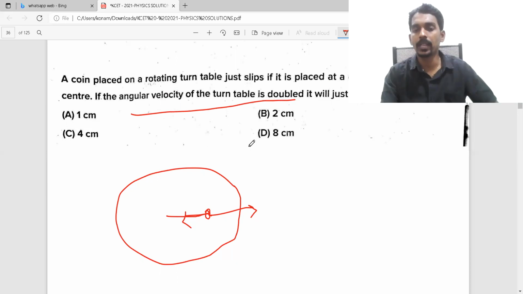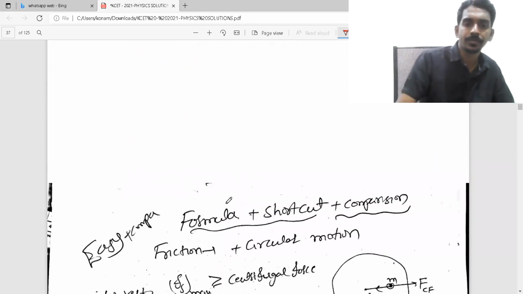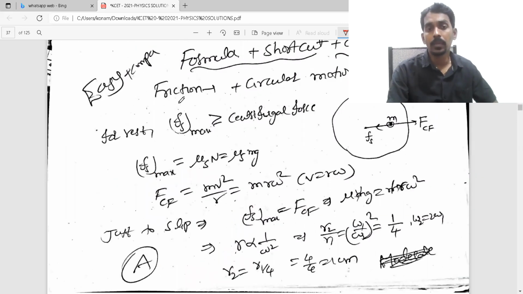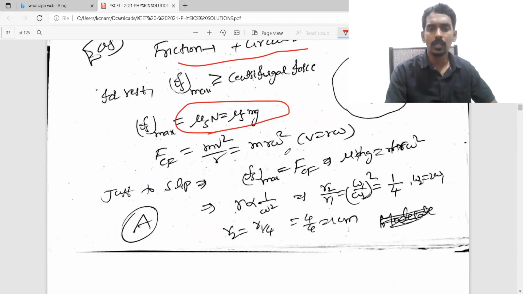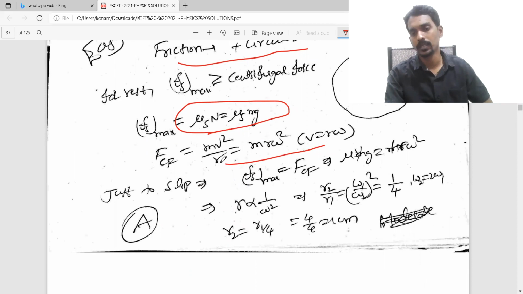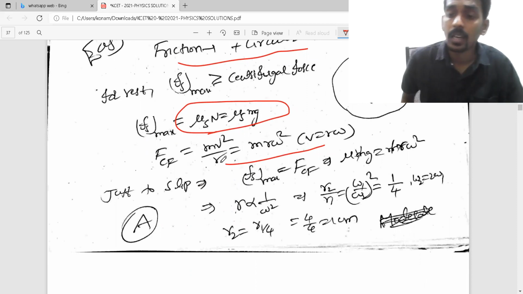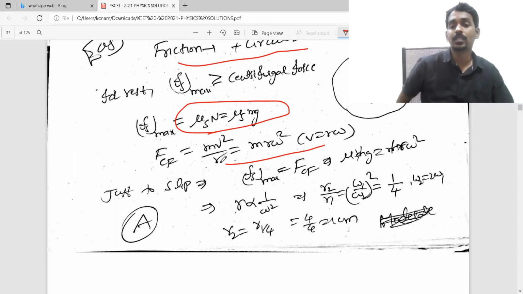So here they are comparing, like I will show you the solution. See here, friction plus circular motion, both together. So the coin is here. Now, the maximum limiting friction is this one. The centrifugal force is this one, mv square by r. But here they are asking the question in terms of angular velocity. That's why we have taken in terms of omega.